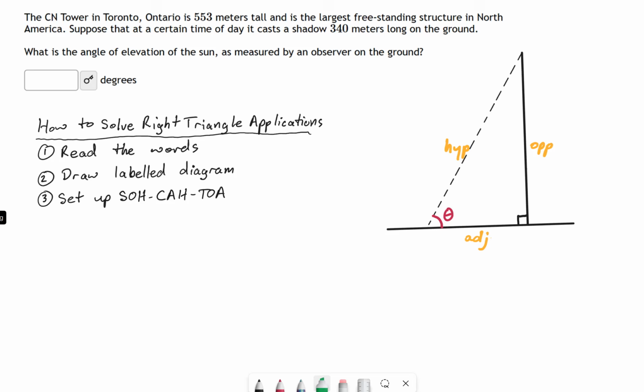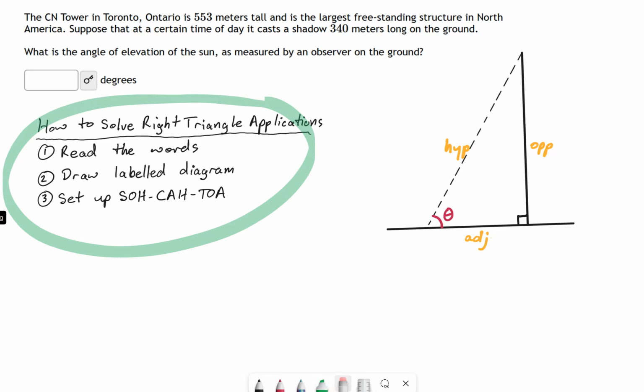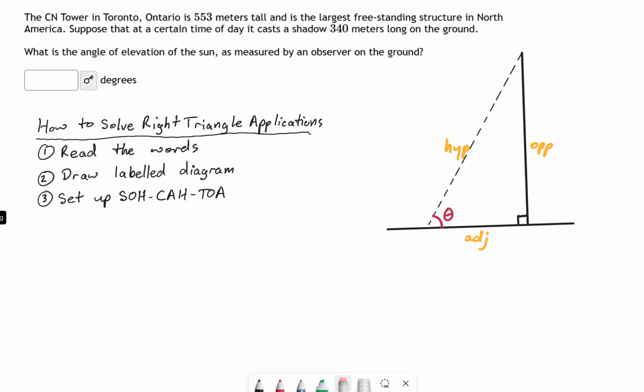When you're solving a right triangle trig application, I can't emphasize how important it is to read the words, like the instructions, really. It's got to be said. These are the 3 steps. If you read the words and if you draw a picture, you will probably solve this thing just fine.